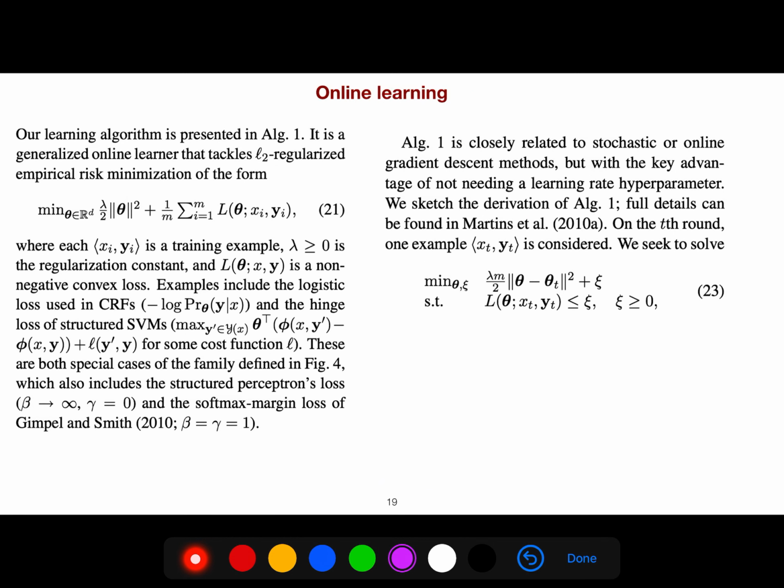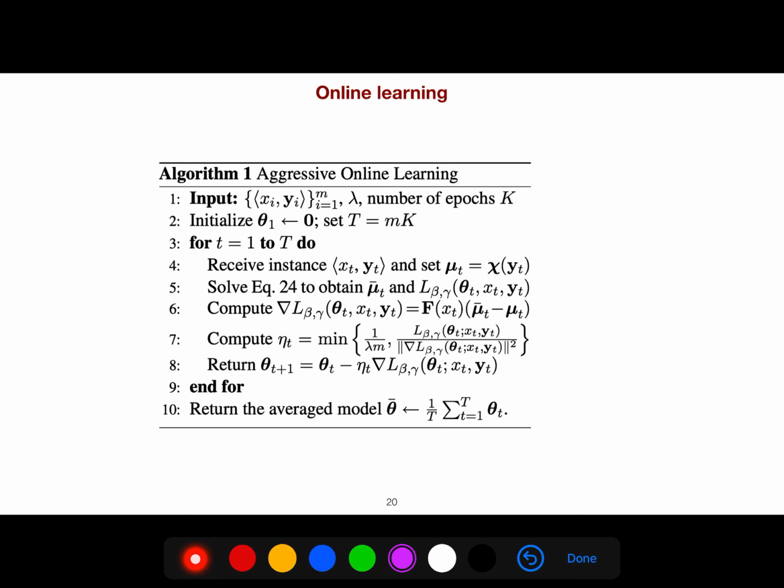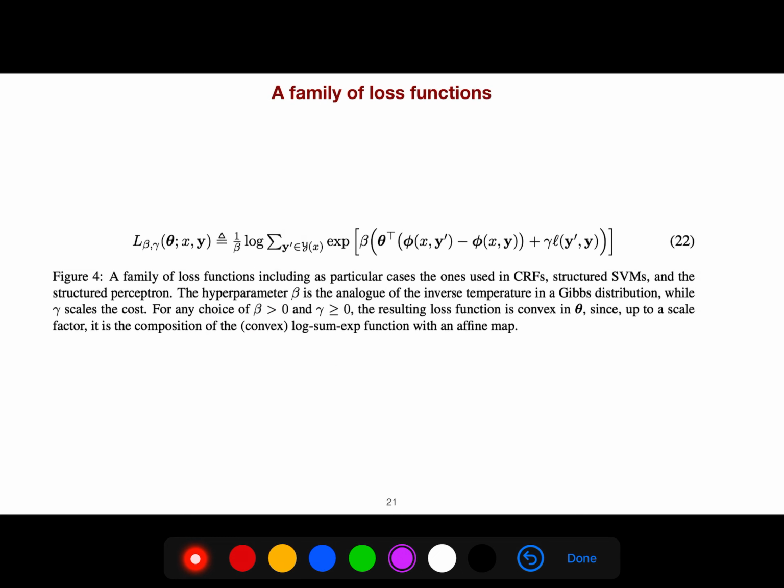And finally, we do online learning. So we have the loss, and this is the regularization term. This is the loss over M data points, because we have some training examples, and for each sentence xi we have the parse. And this is aggressive online learning, because we can compute the gradient, so we can do this gradient descent-like approach. So we are dealing with this family of loss functions.